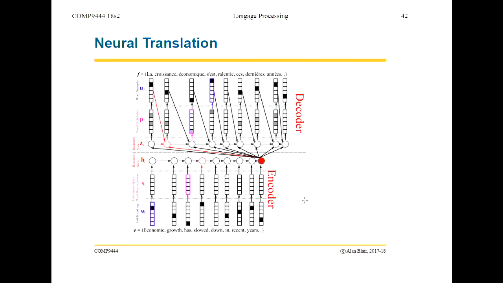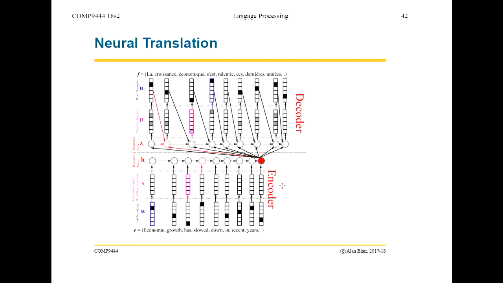So here you have an English sentence: economic growth has slowed down in recent years. And the corresponding French: la croissance économique s'est ralentie ces dernières années. Now, of course, English and French are fairly closely related languages, admittedly, right? And the word order is pretty close in the two languages. Sometimes we see the noun and the adjective swapped or something, but relatively speaking, it's fairly close.